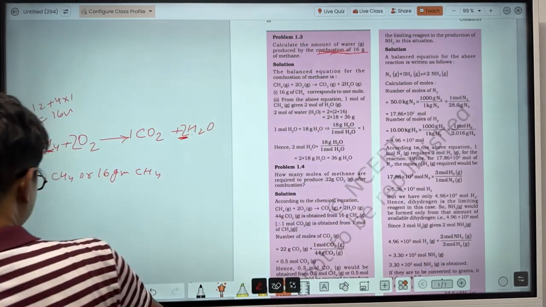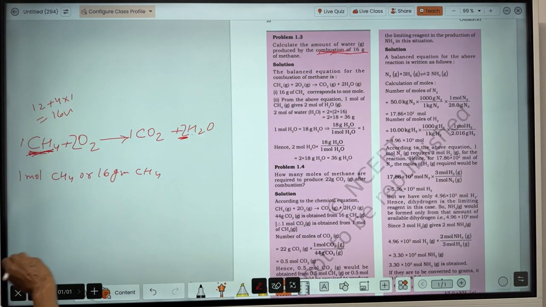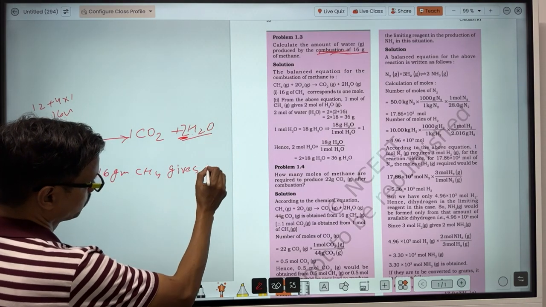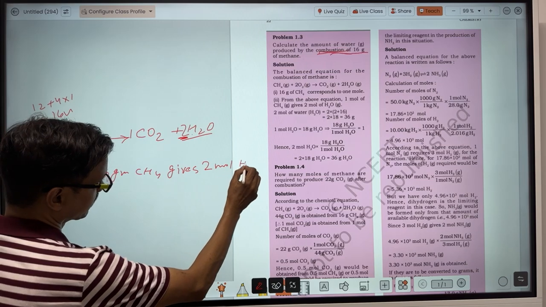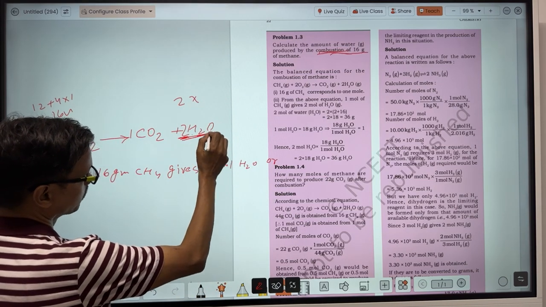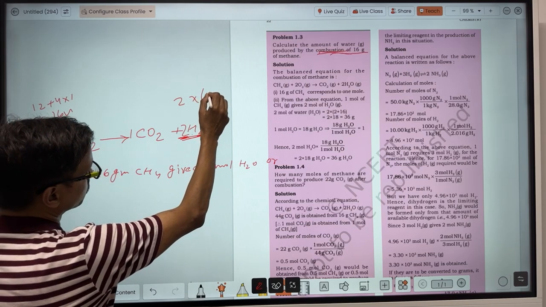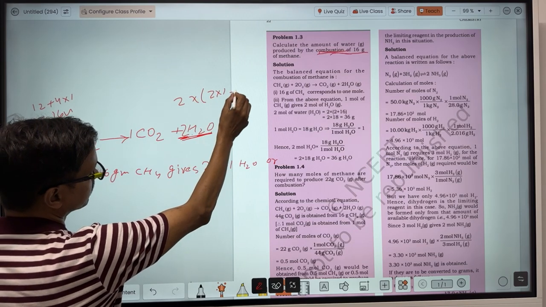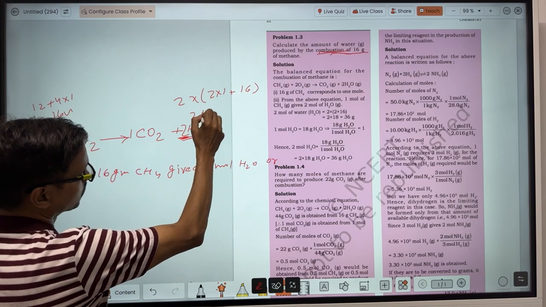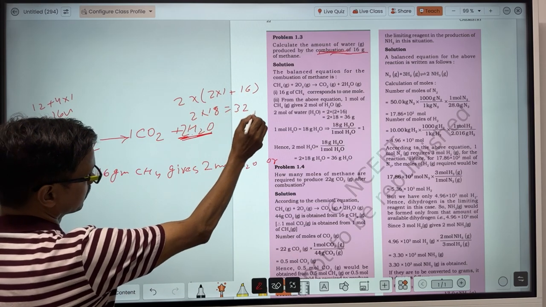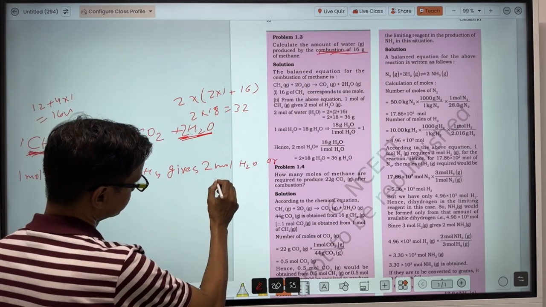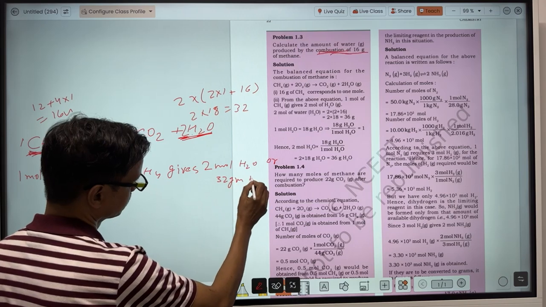So 1 mole methane or 16 gram methane gives how much? Here 2 mole water, or 2 into the molecular weight of water. For hydrogen 2, and here 2 into 1 plus 16, that is 18. 2 into 18 means 32. So that gives 2 moles water or 32 gram water.